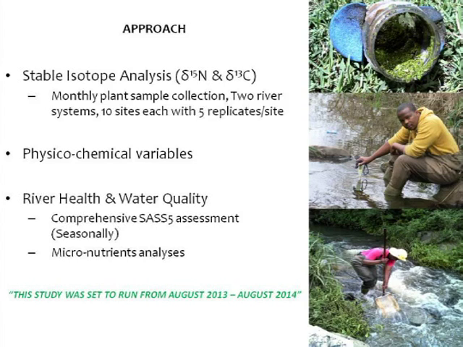Multiple samples were collected in two river systems, 10 sites each, 5 replicates per site. That was also accompanied by physicochemical on-site variables, and a comprehensive SASS assessment was done seasonally at every site to determine the river health and the water quality of every site. Micronutrient analysis was also sent to BEM Labs in Cape Town to give us a round figure of what's happening there. This study was set to run for 30 months, from August last year till August this year. So currently I'm in possession of my SASS assessment results.